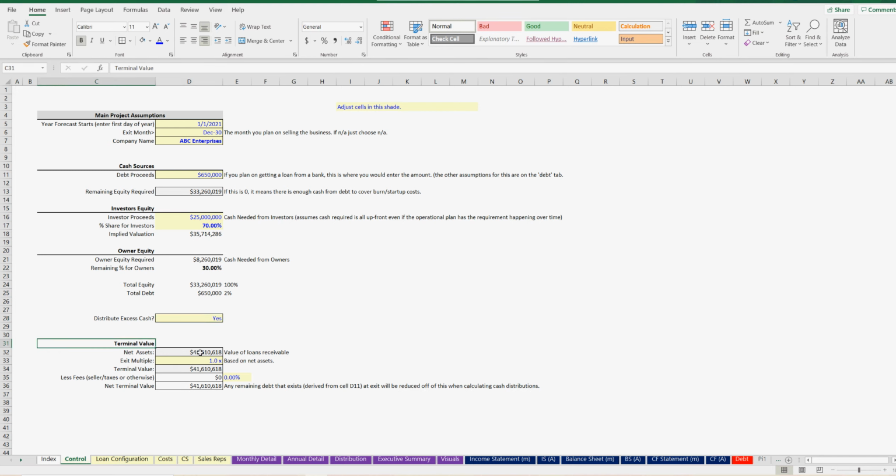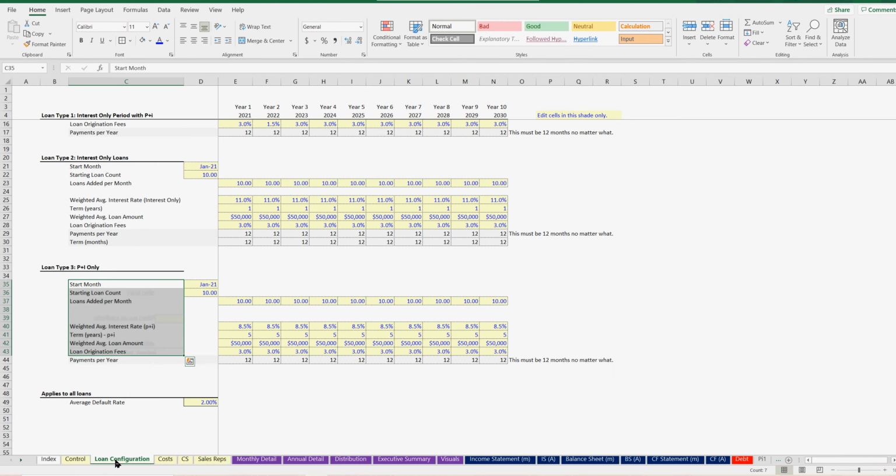And then terminal value, which in a lending model is going to essentially be the net assets, or in this case, the value of any loans receivable at the end of the final month of exit, less any owed debt. And then usually there's some multiple of that. I just put a 1x for this. You can account for any seller fees or any fees that are going to come off of that, and then the net amount will pull through to the cash flow, and it will reduce any debt that exists, if at all.